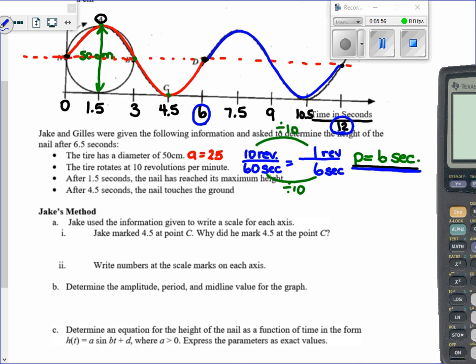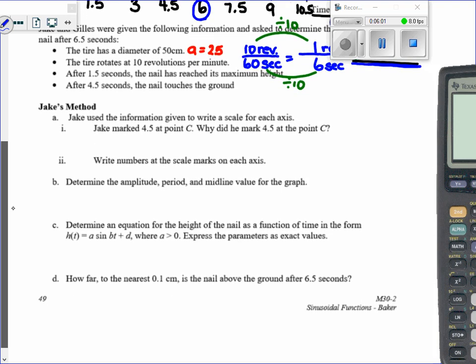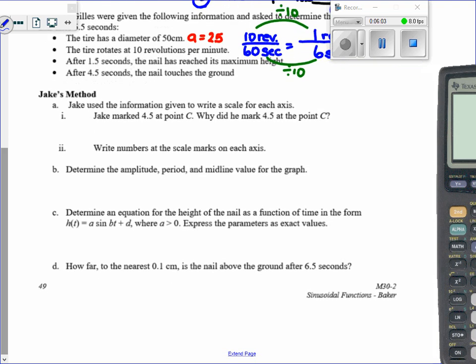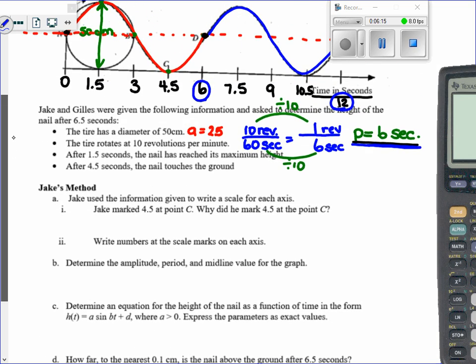Okay, so the two boys, Jake and Jill, have tried this different ways. Jake's method, he used the information given to write a scale for each axis, and he marked 4.5 at point C. Why did he mark 4.5 at point C? How did he know that this value would be 4.5? Well, he obviously had to figure out the scale on this x-axis. He had to figure out what each one of these distances is on the x-axis.